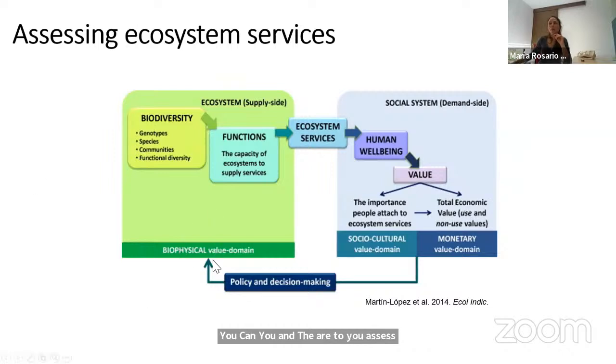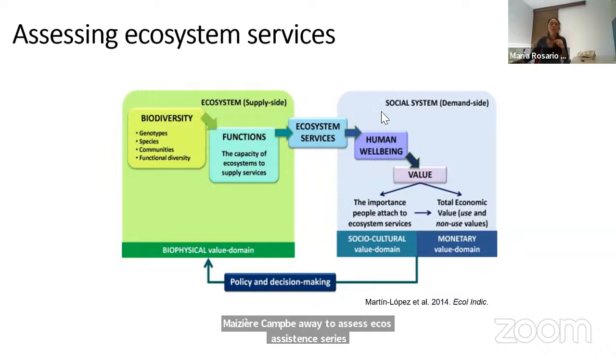On the one hand, we have the biophysical value domain. Here we would assess, for example, biodiversity in terms of genotypes, species, communities, or even functional diversity, and how this contributes to different ecosystem functions, which is the capacity to supply a service. For example, the capacity of a river to depurate water. This is an ecological function. In this case, we would be exactly within the supply side. What is provided, what is supplied by the ecosystem? That can be a way to assess ecosystem services.